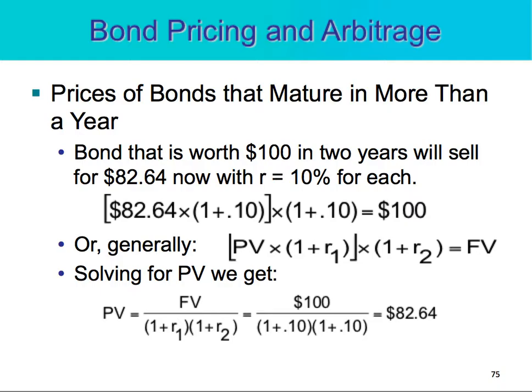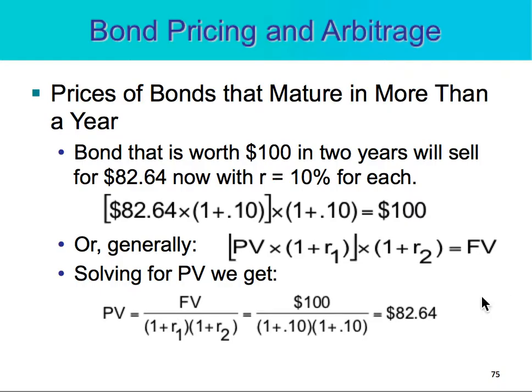Okay? Well, here's an example first where you're just going to get a bond that is worth $100 in 2 years. And you're basically saying there's no coupon payment at all, but in 2 years, you're going to get $100 from this bond. That's the face value of the bond. And let's say that the going interest rate in the market then for both years is assumed to be 10%.